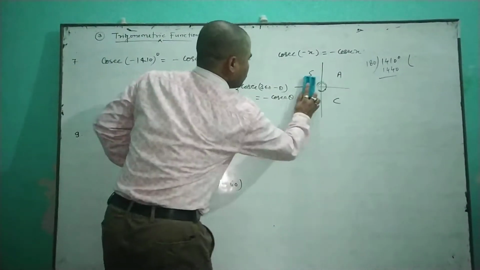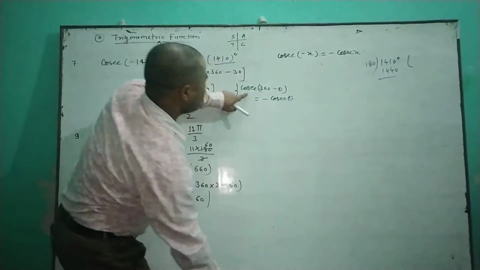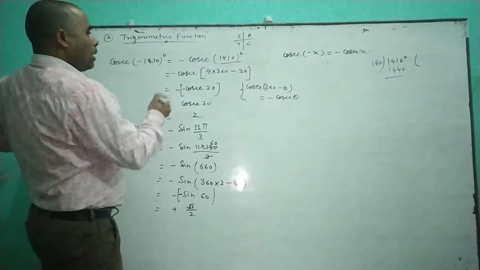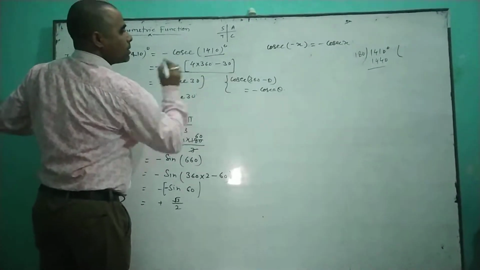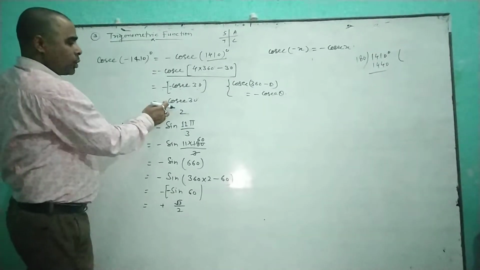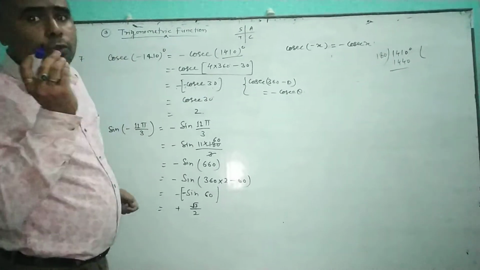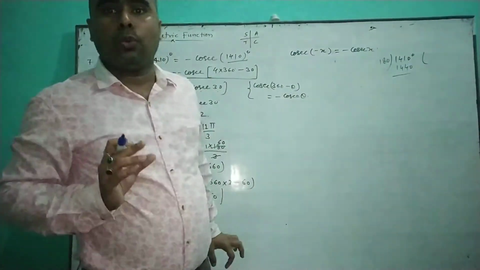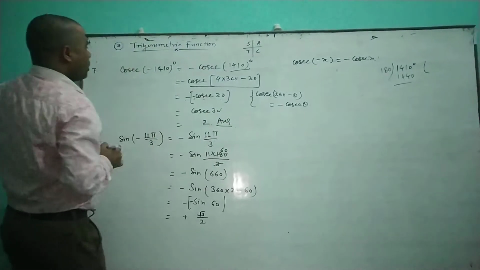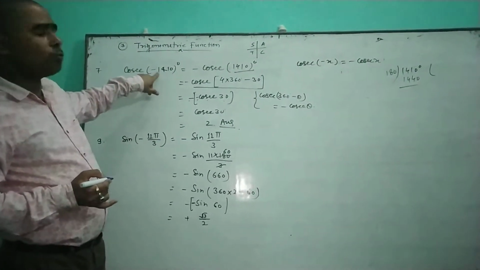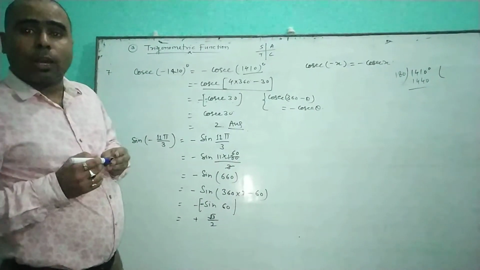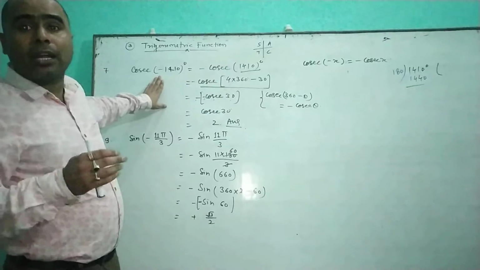Cosec 360 minus theta is equal to minus cosec theta. Now we have to write cosec 360 minus theta is equal to minus cosec theta. Minus, and the minus gives positive, cosec 30 degree, and the value of cosec 30 is 2. So this will be your answer. It means the value of cosec minus 1410 degree will be 2. This is your answer. Now this question is given in another form.